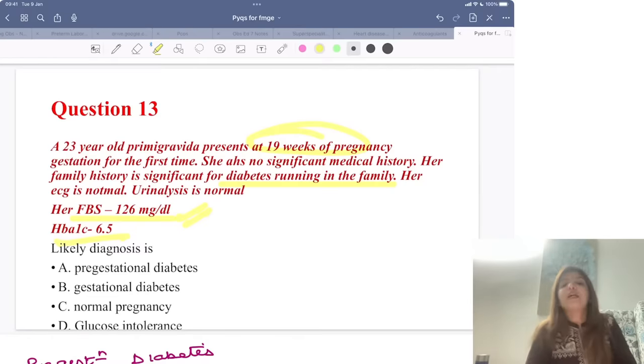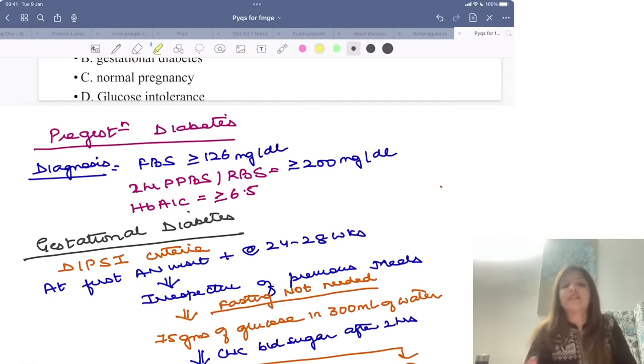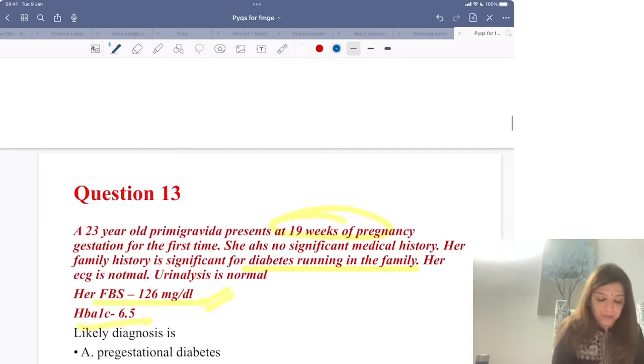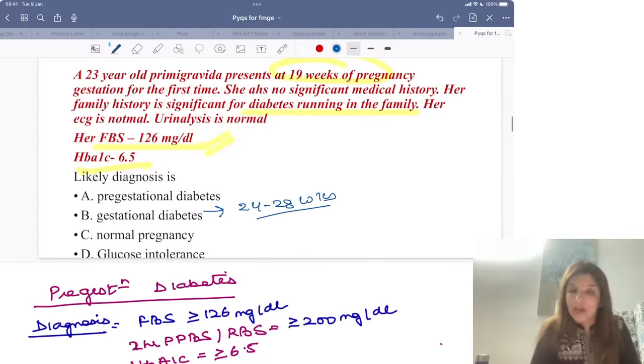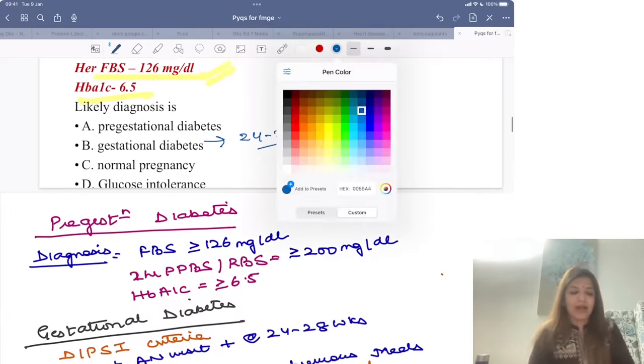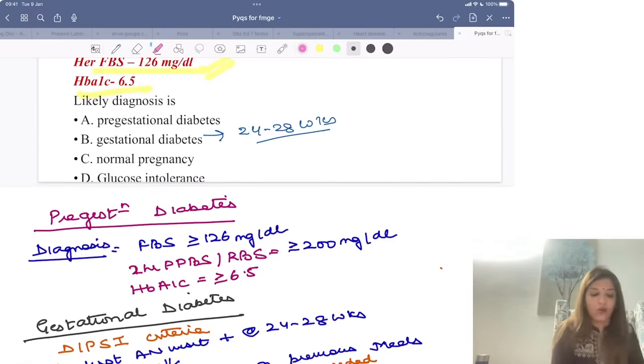Please remember that gestational diabetes, at what time does gestational diabetes manifest? Gestational diabetes manifests between 24 to 28 weeks of pregnancy. Right? Before that, if diabetes is happening, it could be a case of pre-gestational diabetes. For the diagnosis of pre-gestational diabetes, these two points are very, very important. Remember them.